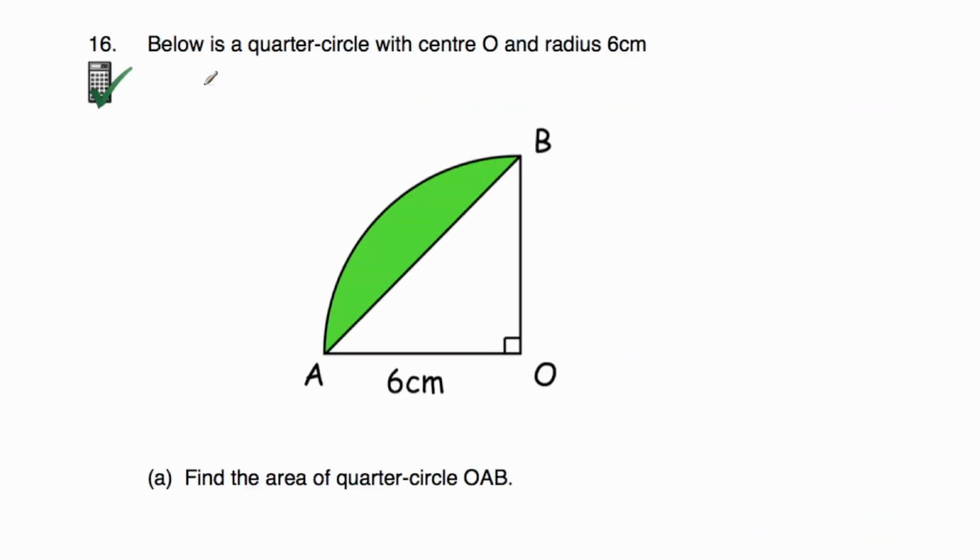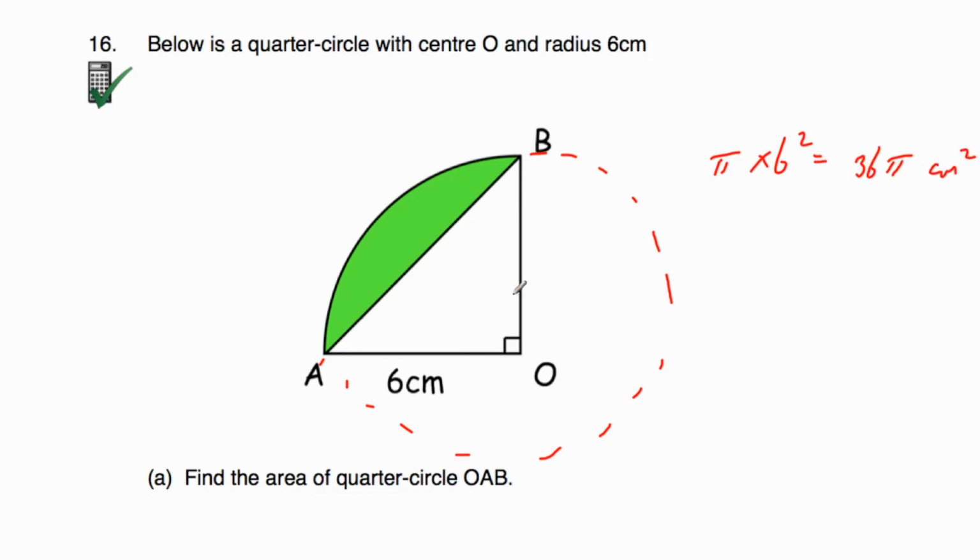Okay, question number 16. Below is a quarter circle with centre O and radius 6 centimetres. And we've been asked to find the area of quarter circle OAB. So as you can see, here is a quarter circle going from O to A and around to B. To find the area of that quarter circle, we'll turn it into a whole circle. We'll do pi r squared for the whole circle and then just divide it by 4. Now the radius of the whole circle is 6, so we're going to do pi times 6 squared. And that's 36 pi centimetres squared.